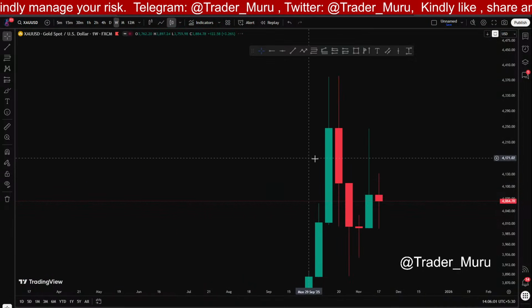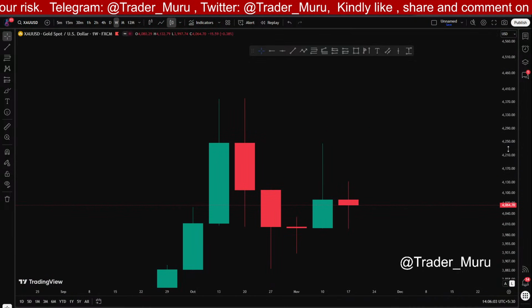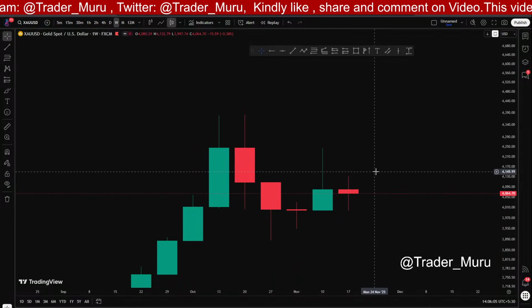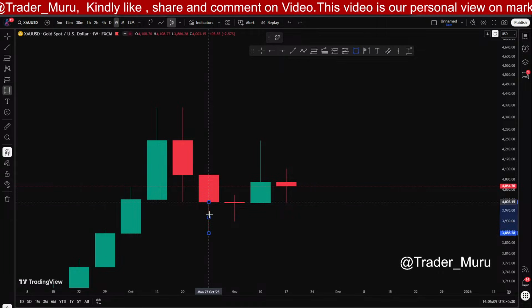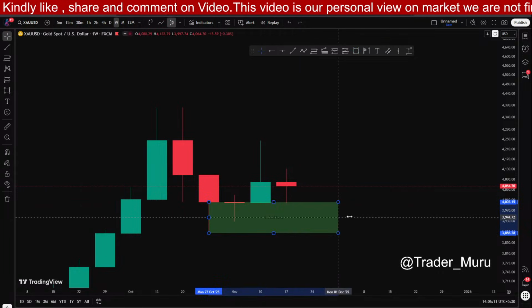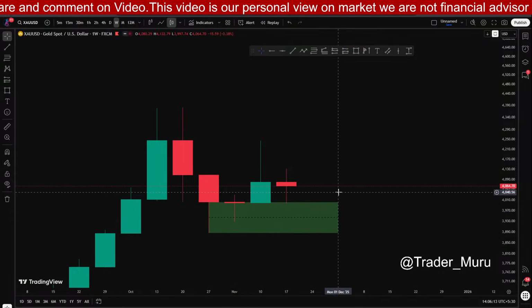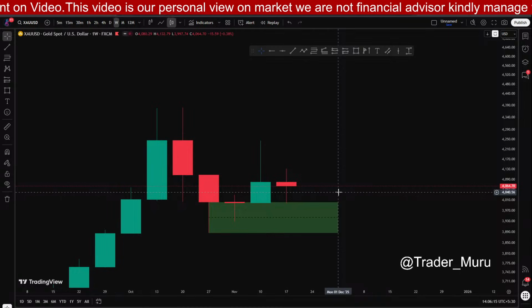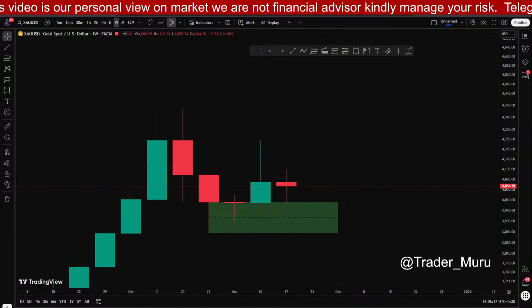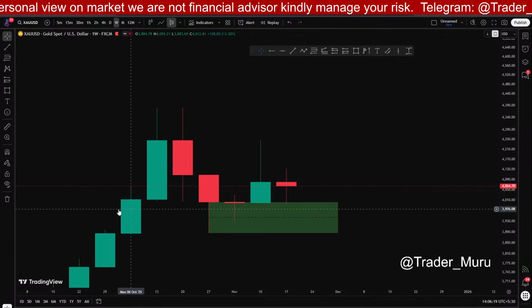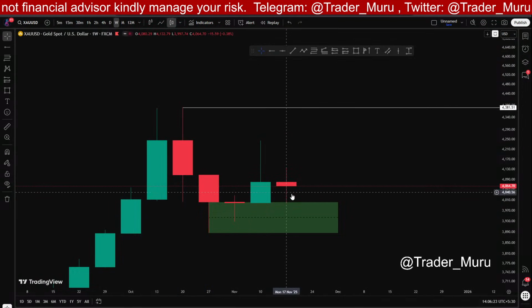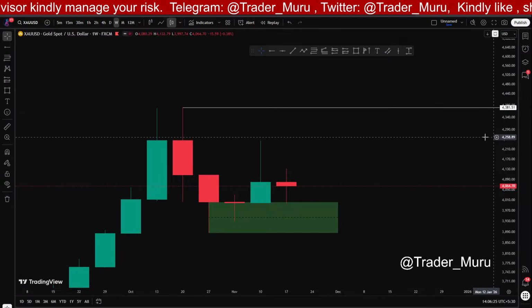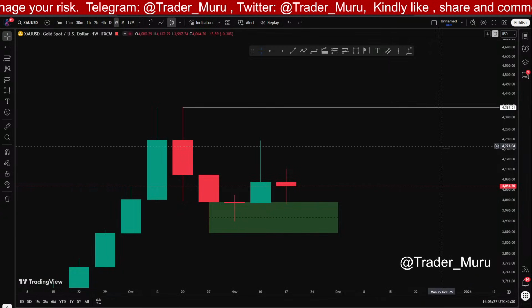With our gold analysis, this is our weekly chart, and as we can see, gold has kept bouncing on this one here. As you can see, price should test this area of 4381.